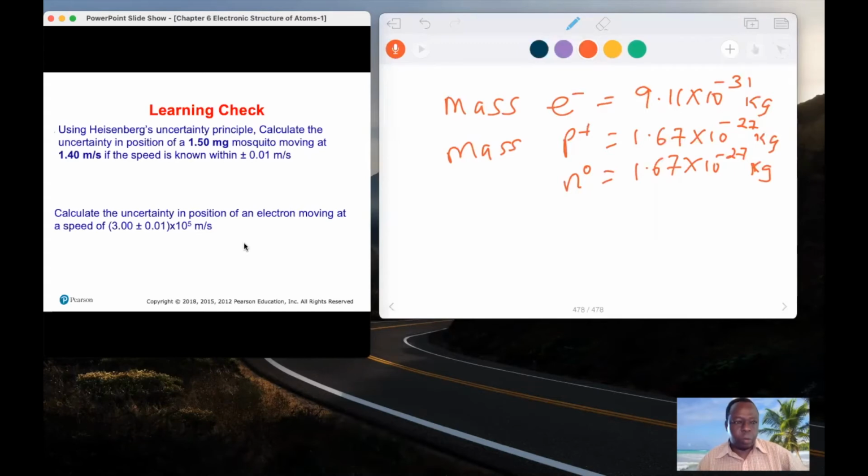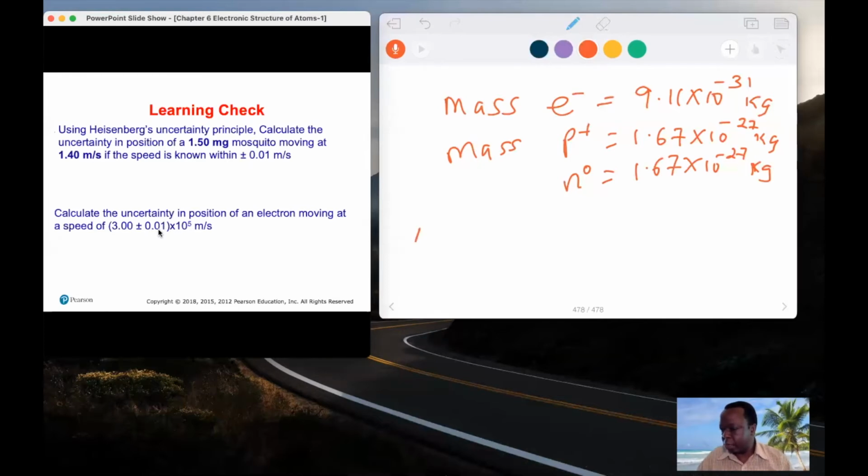So for question 2, calculate the uncertainty in position of an electron moving at a speed of 3.00 plus or minus 0.01 times 10 raised to positive 5. So the uncertainty here, look at this uncertainty again. It is not about the entire speed, just the way we had it here.